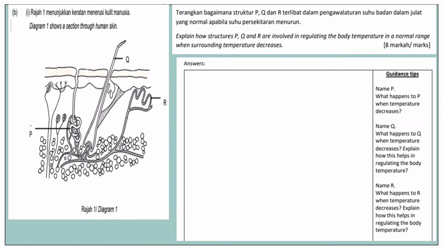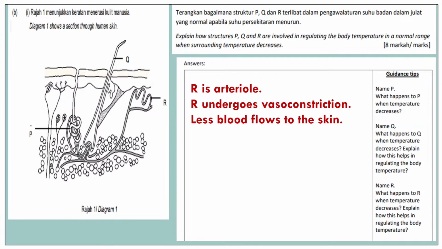Now let us look at R. R is the arteriole. So what happens to the arteriole when the temperature decreases? R undergoes vasoconstriction. How is this going to help in regulating the body temperature? Less blood flows to the skin. So what's the effect? Less heat is lost by radiation, meaning more heat is retained in the body to keep us warm.